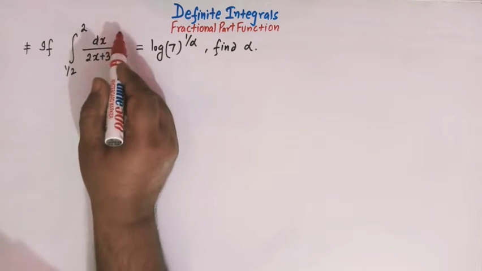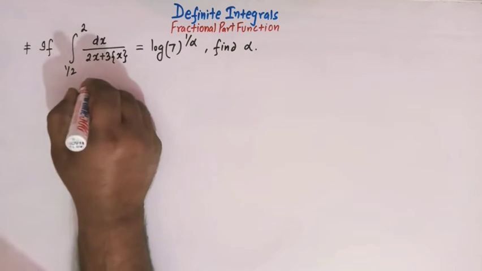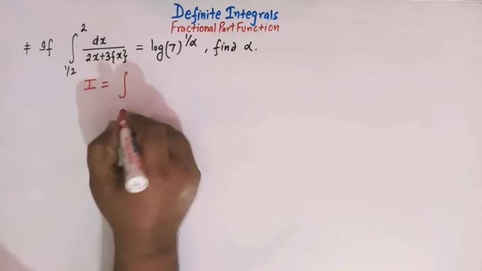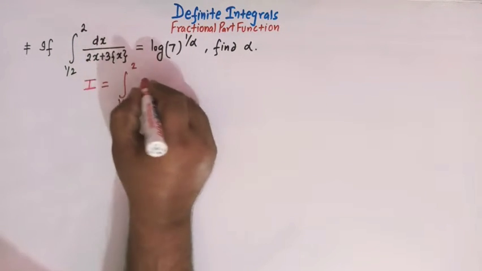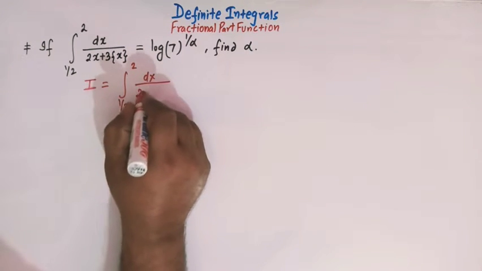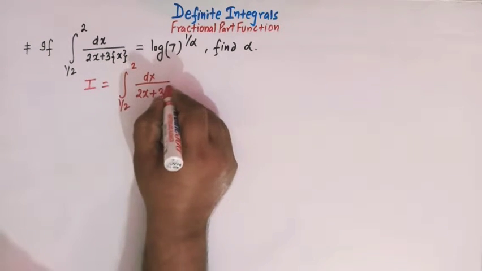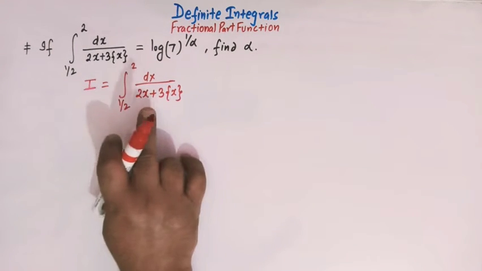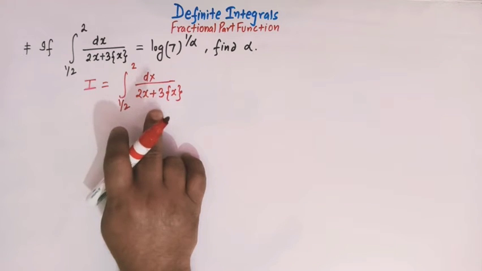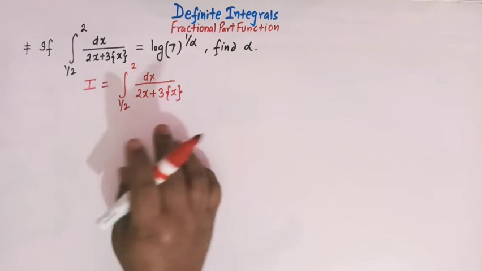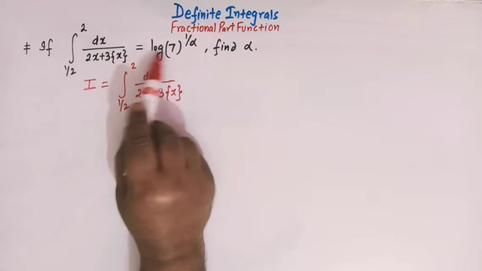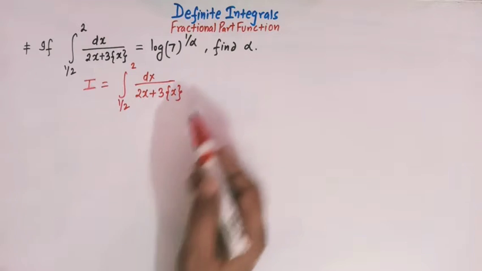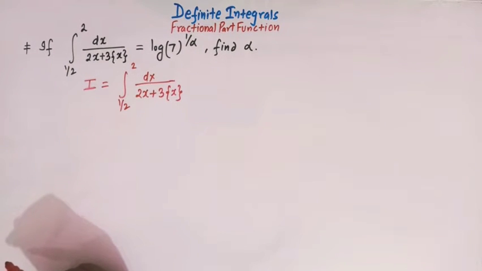So what we will do, we'll first take this integral as I, right? So I is equal to the integral from half to 2 of dx over 2x plus 3 times the fractional part of x. We'll try to find the value of this integral, and then we'll equate that value with this value, compare both, and then we can find out the value of alpha.